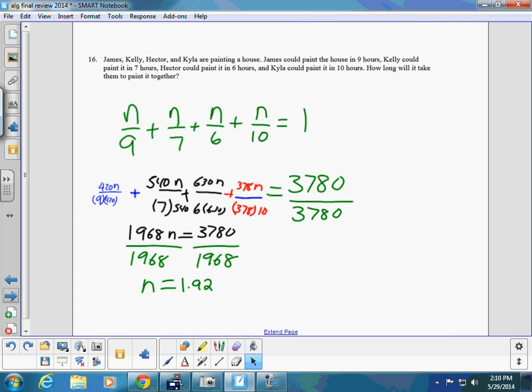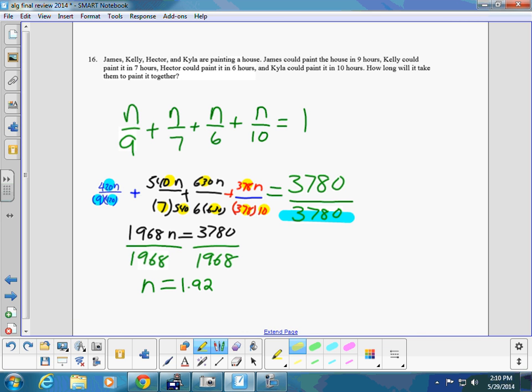Number 16 is the work problem. We have to get a common denominator. We've done these several times in class. Common denominator of 3780. Okay, each denominator needs something different. The 9 needs a 420. The 7 needs a 540. The 6 needs a 630, and the 10 needs a 378.